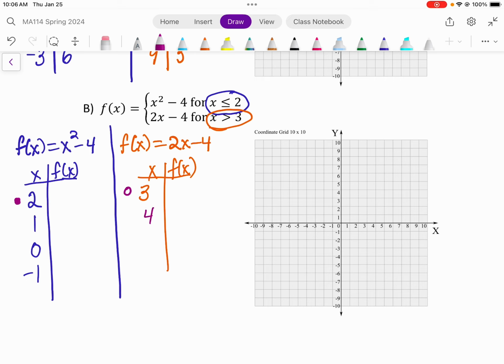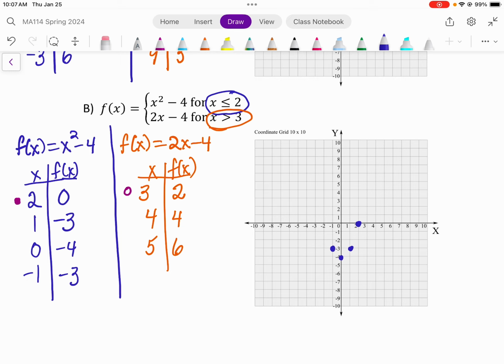We want to go greater, so let me pick the orange pen back up. We'll go bigger. Okay, so let's plug those in and calculate. 2 squared minus 4 is 0, and then 1 minus 4, 0 squared minus 4, and then back to negative 3. Plugging in 3, 6 minus 4, 8 minus 4, 10 minus 4. And then let's plot our points. So 2, 0 is closed, 1, negative 3, 0, negative 4, 1, negative 3.